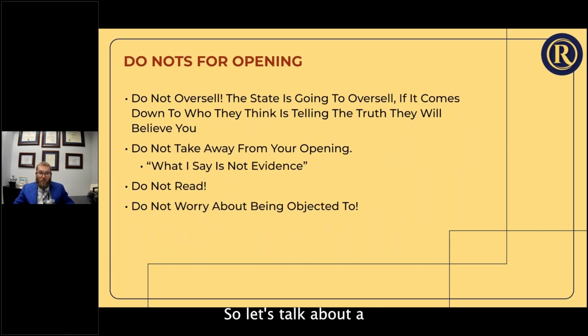So let's talk about a couple do nots for opening. So I always say do not oversell, but luckily we're the defense, so we're allowed to pound the table. It's much harder for you to oversell in an opening, but the state's going to oversell. And if it comes down to who they like and who they think is telling the truth, they're going to believe you over the state if the state's overselling. So just make sure you're being believable.